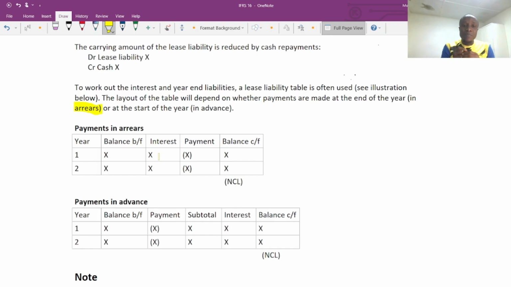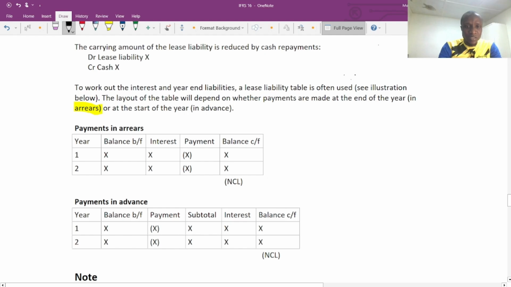Alternatively, if the payment is made in advance, then it means we need to offset the payment before charging the interest. So this is the distinction between payment made in arrears and payment that is made in advance. For payment made in arrears, we need to increase the liability before we are going to deduct the cash payment.